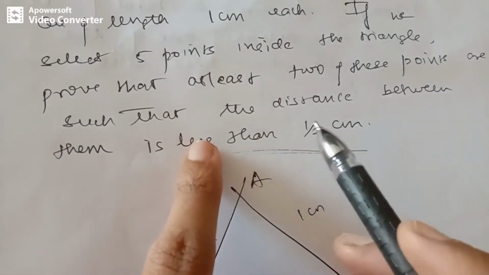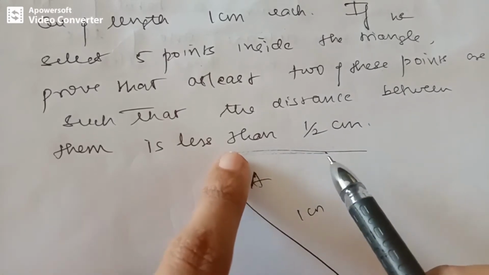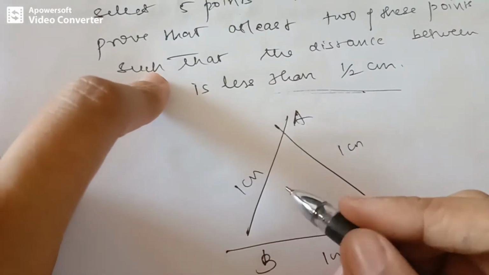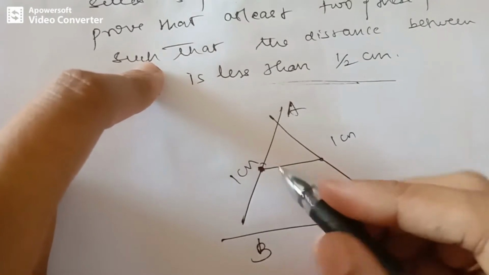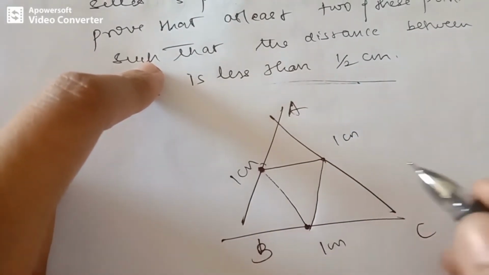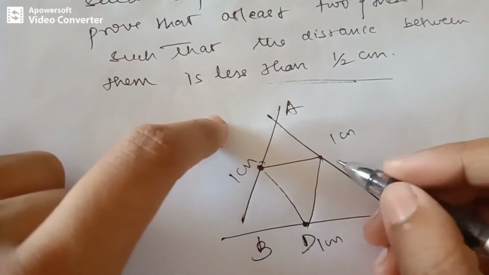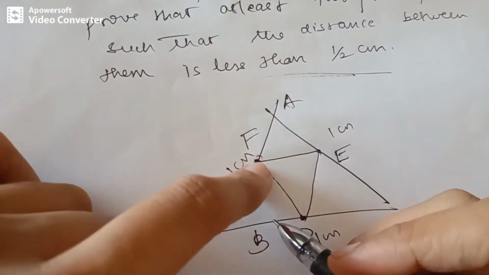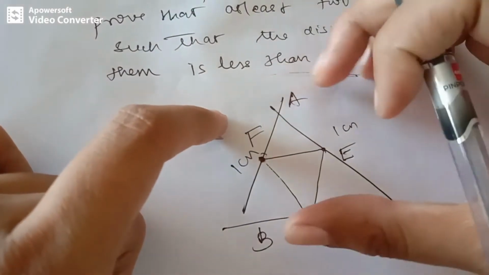Among the 5 points, at least 2 of them will be less than half a centimeter apart. We can prove this by considering a triangle DEF formed by the midpoints of the larger triangle ABC, that is, D, E and F are the midpoints of BC, CA and AB.